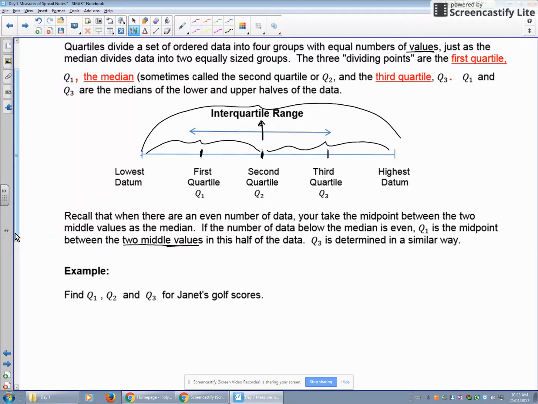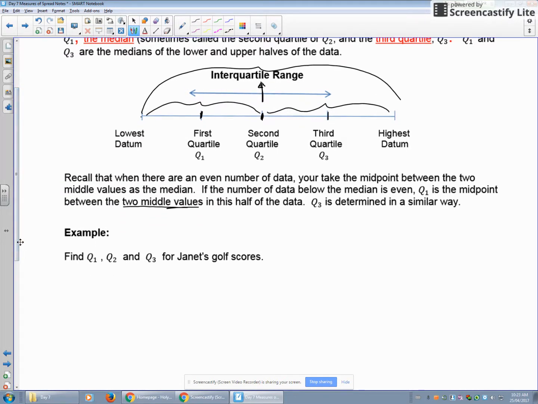So we're giving an example. We want to find Q1, Q2, and Q3 for Janus golf scores. Well, Q2 is the easiest. Q2 is the same thing as our median. We've already done this many times. So remember, we have a total of 20 values, 20 scores, so this is an even number.